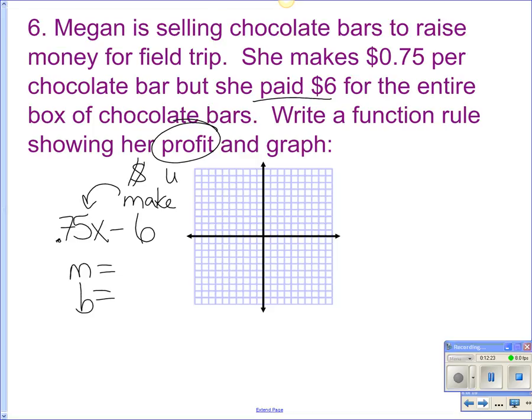Ethan G, what's the M? He's converting 75 cents to a fraction, 3/4. 75 cents is 3/4 out of 4. Okay? And B is -6. Okay? All right, Tamara, how would I put that on a graph? Yep. Do the -6 first. Then, Monica, what would I do from there? Oh, good. Up 3 and over 4.